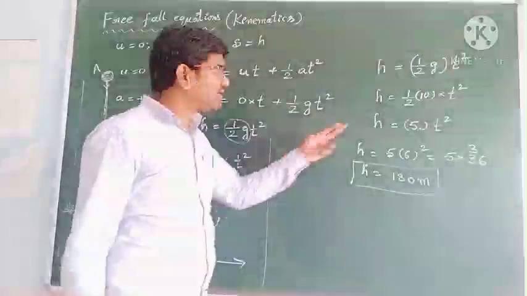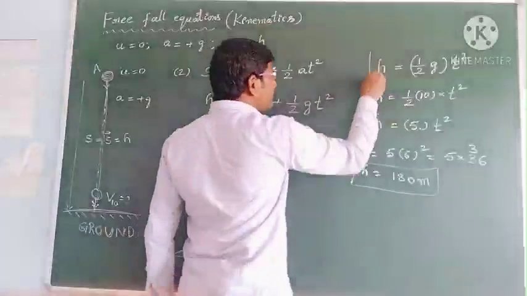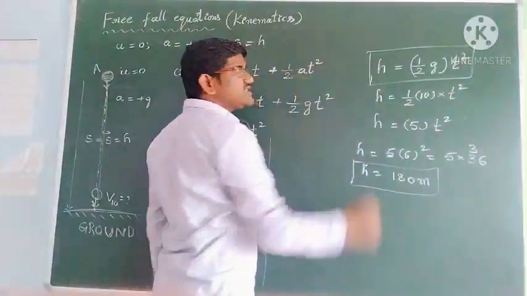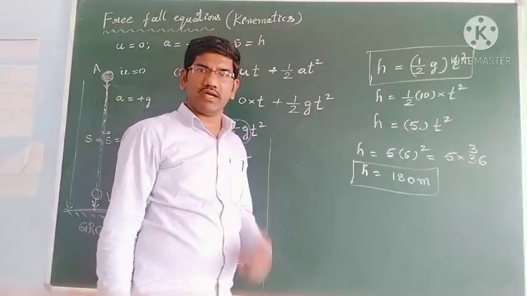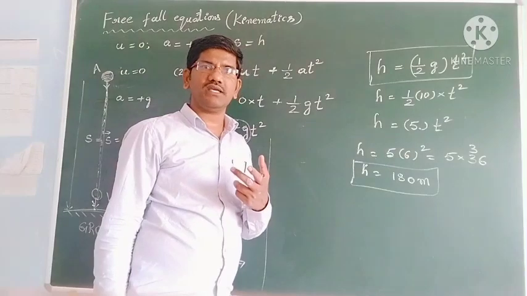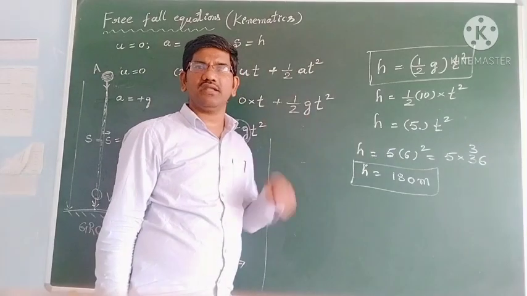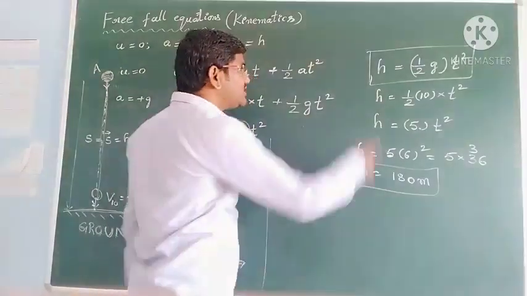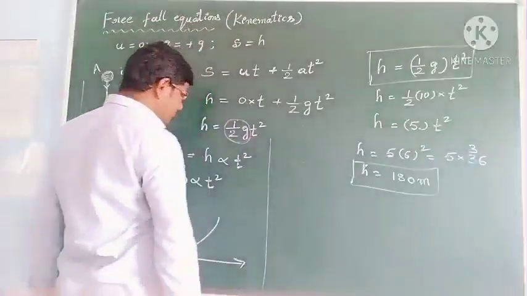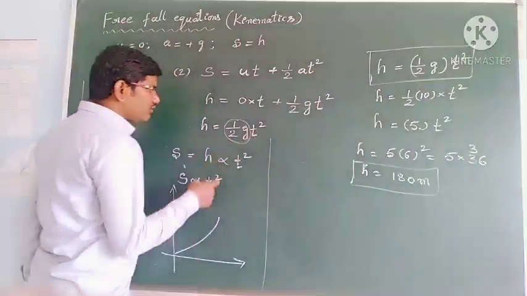So like this you can calculate. The formula to find the height is h is equal to half gt square for a freely falling object. How much height it has fallen, that's the equation you have to use. And similarly, in the same equation, h is equal to half gt square.